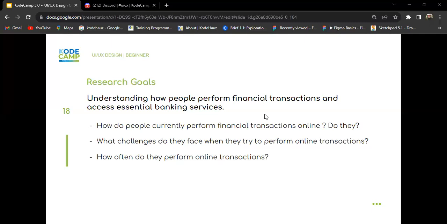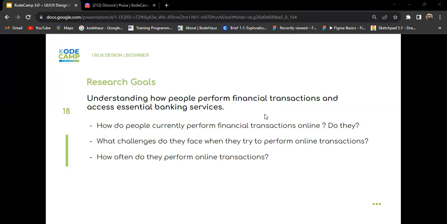How do people currently perform financial transactions online? Do they even perform these financial transactions? That's the first question we need to ask ourselves if you're trying to understand how people perform financial transactions and access essential banking services. The second question is, what challenges do they face when they try to perform online transactions?